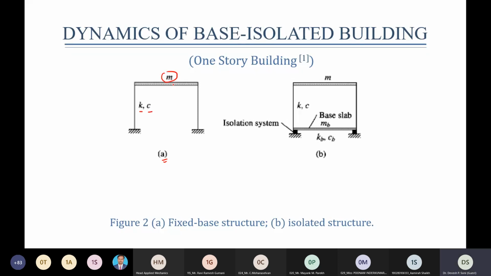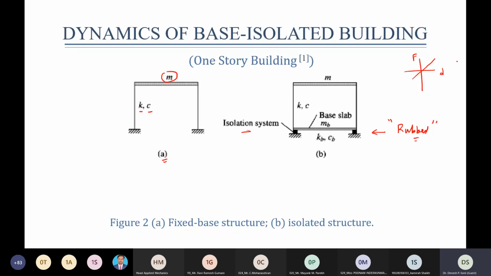The same single-storied building is now kept on an isolation system, a base isolation system. The base isolation system considered here is a rubber bearing, and it has been shown by several researchers that the rubber bearing can be modeled as a linear isolation system whose force-deformation behavior is linear. So we have used here the linear force-displacement relationship for the isolation system under consideration.